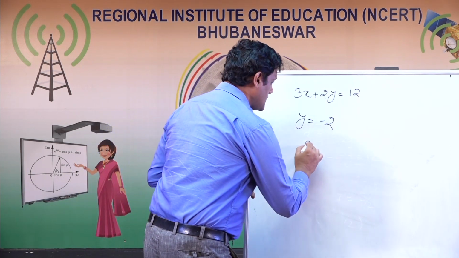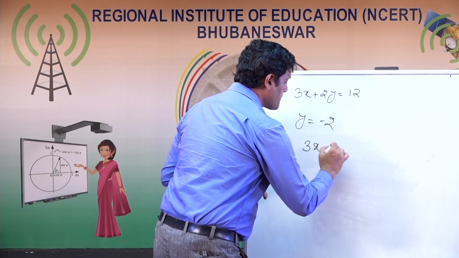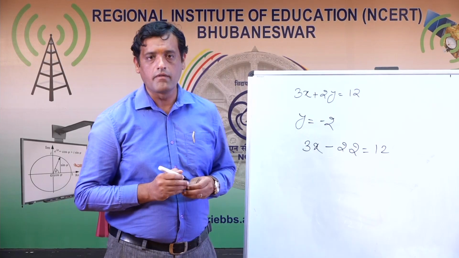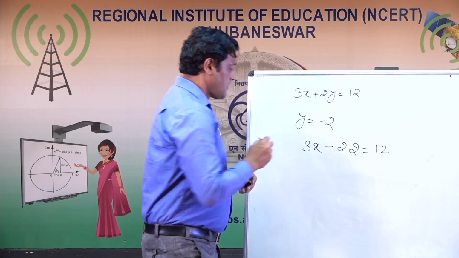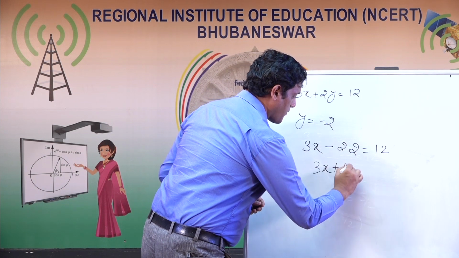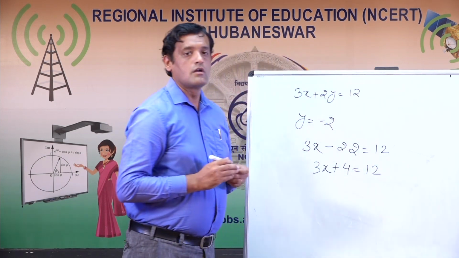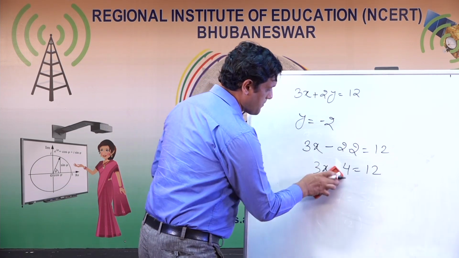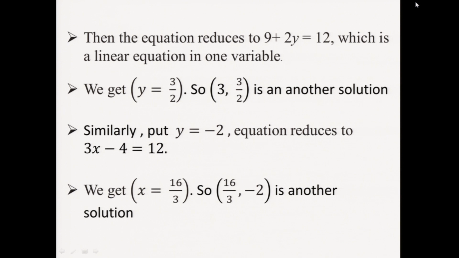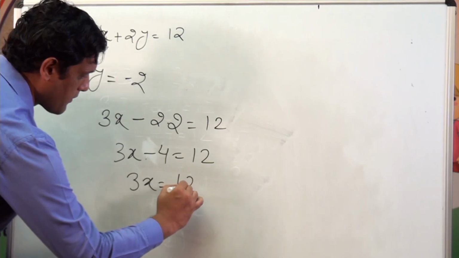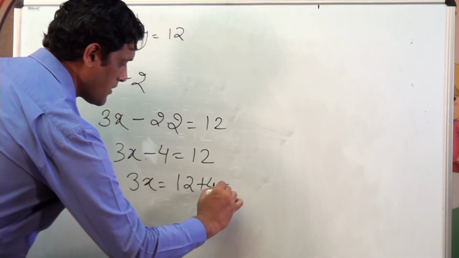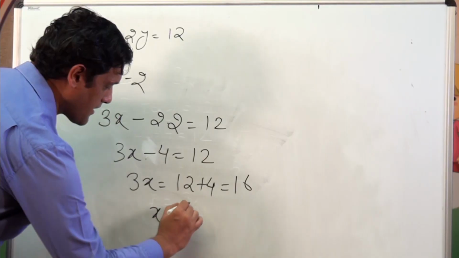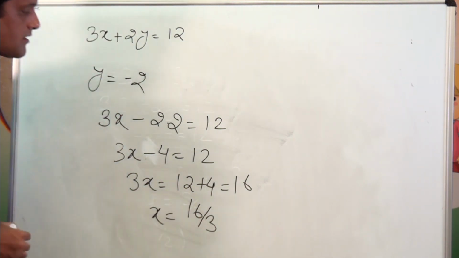We will have 3x minus 2 into 2 equal to 12. Then what will happen? 3x plus 4 equal to 12. Good. Now we will go ahead. Sorry, this is minus. 3x equal to 12 plus 4, equal to 16. Now we can calculate the value of x, that is 16 by 3.